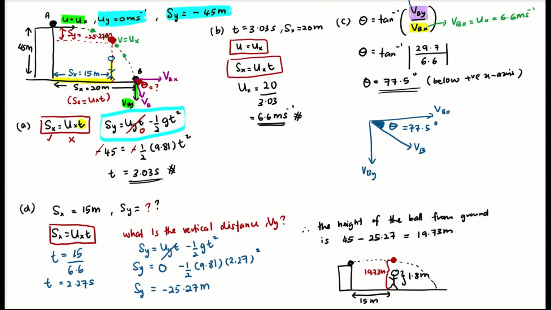Okay, so we can say the height of the ball from the ground is 19.73 meters, which is greater than the height of the man. So the answer, does the ball hit the man? The ball does not hit the man.